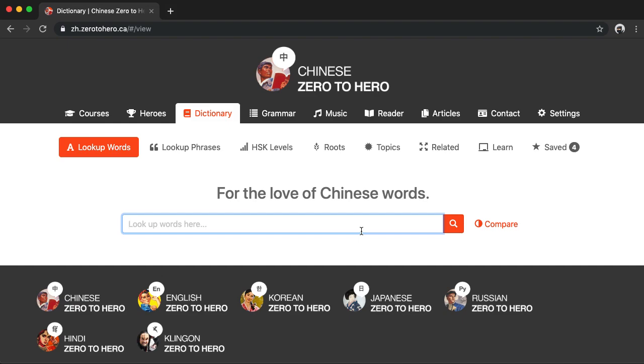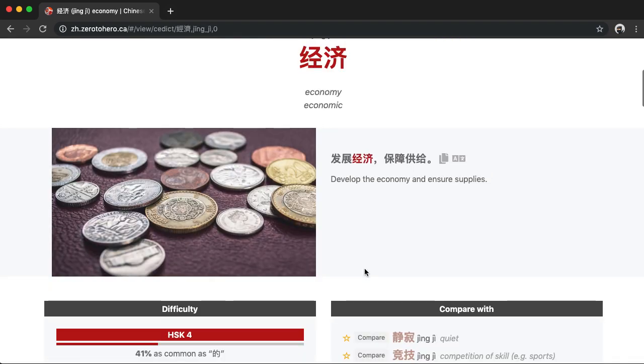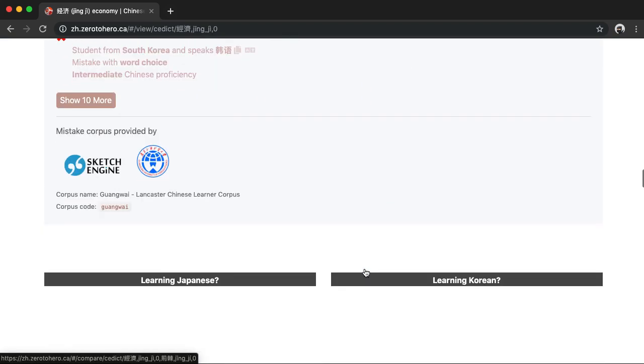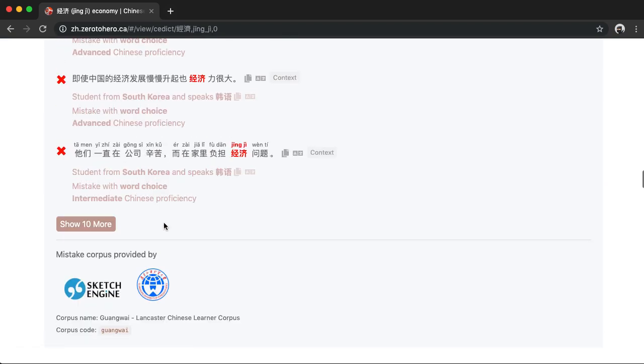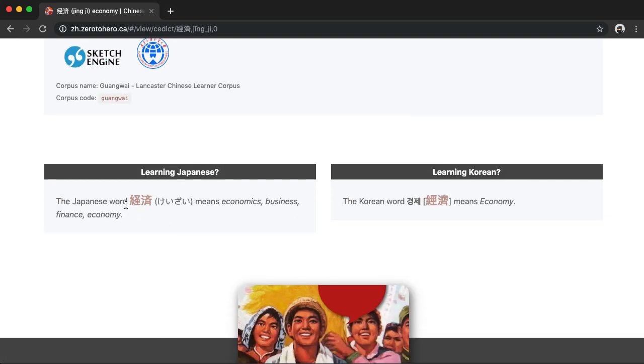Here I'm just going to demonstrate a new feature of the Chinese Zero to Hero dictionary, and that is correlating our Chinese dictionary with our Japanese and Korean dictionaries. For example, if I were to search for 经济, economy, here's the word economy, and if you were to scroll to the very bottom, it says this. Learning Japanese, the Japanese word kezai means economics, business, etc. Learning Korean, the Korean word 경제 means economy.